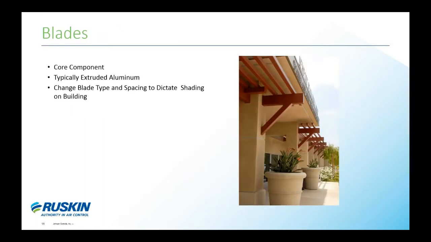The blade type is the core component of the sunshade. It's going to be typically made of extruded aluminum. It plays a large role in how the sunshade will effectively shade the building. Here in this picture, you will see a trellis grill.